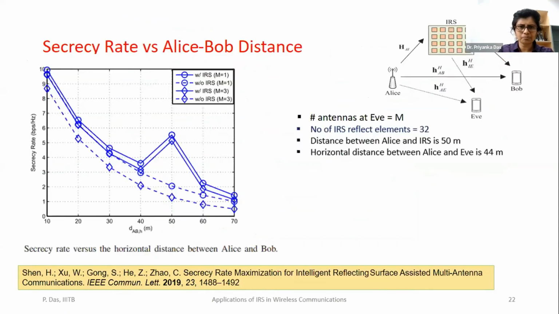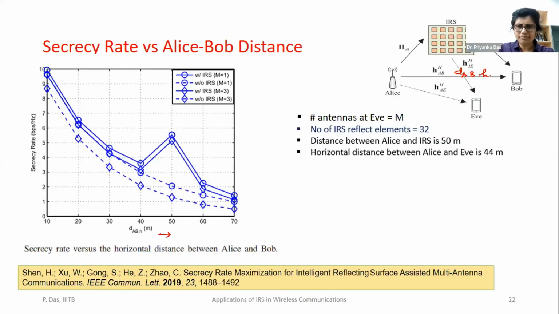Now, they get that very good justification or explanation visually. In that particular setup, they simulated the result and plotted secrecy rate versus eavesdropper and Alice distance. In the x-axis I see D_AB, meaning the horizontal distance between Alice and Bob.